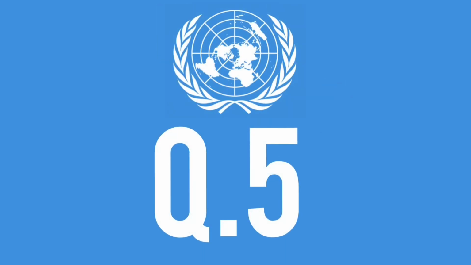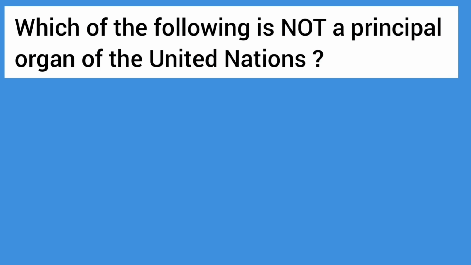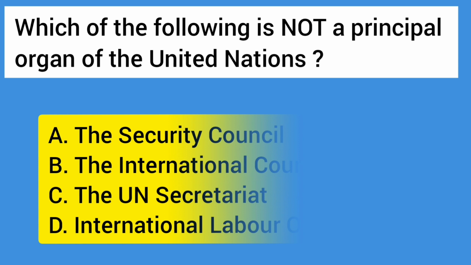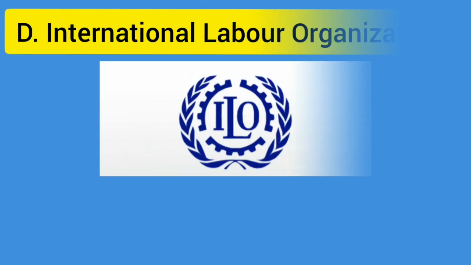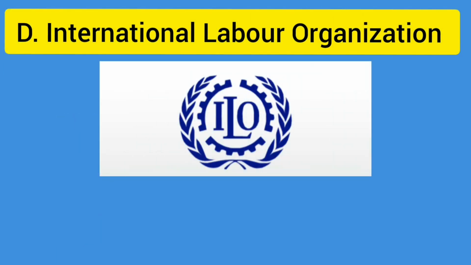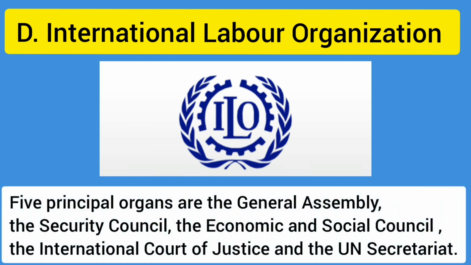Question 5. Which of the following is not a principal organ of the United Nations? A. The Security Council, B. The International Court of Justice, C. The UN Secretariat, D. The International Labour Organization. The answer is D. International Labour Organization, a specialized agency of the UN. The 5 principal organs are the General Assembly, the Security Council, the Economic and Social Council, the International Court of Justice, and the UN Secretariat.